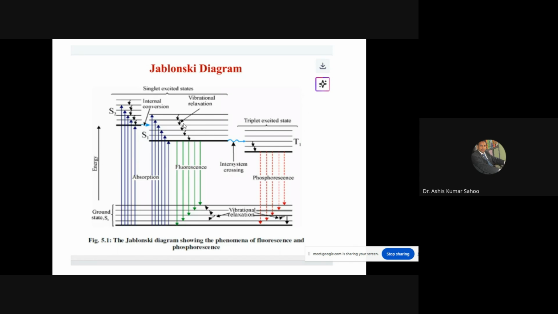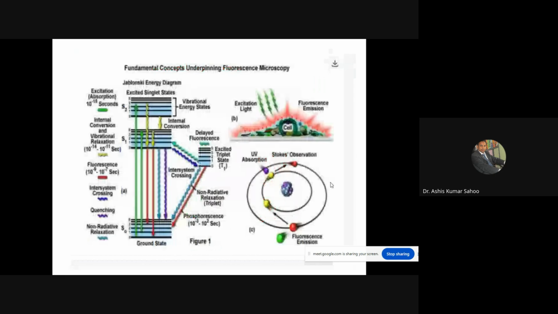If you go from the first singlet state S1 to S0, the ground state, this is fluorescence. But if the electron relaxes from T1 to S0, that is known as phosphorescence. Okay, so this is the Jablonski diagram.